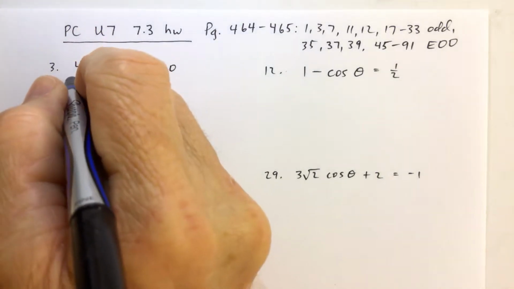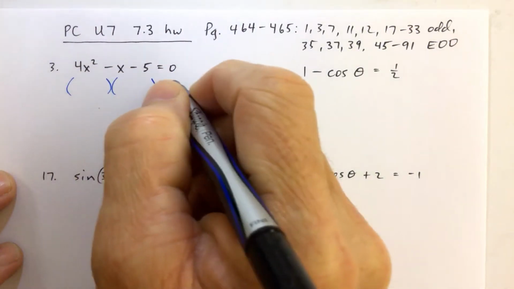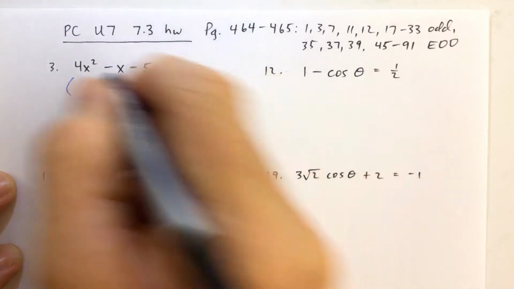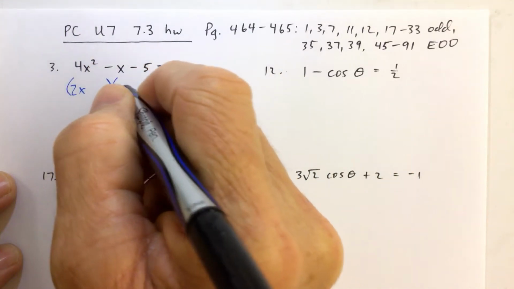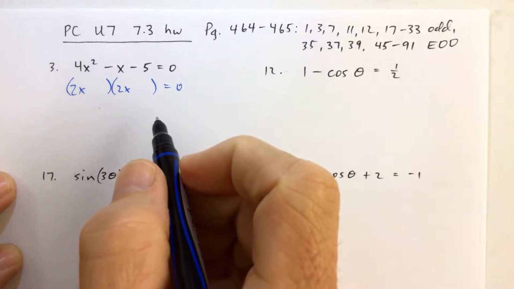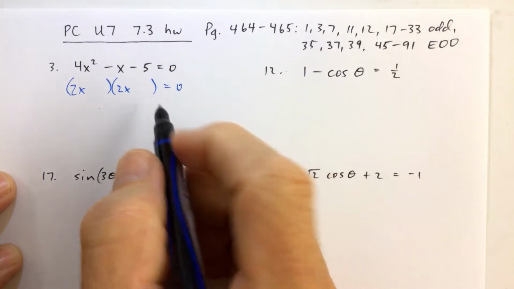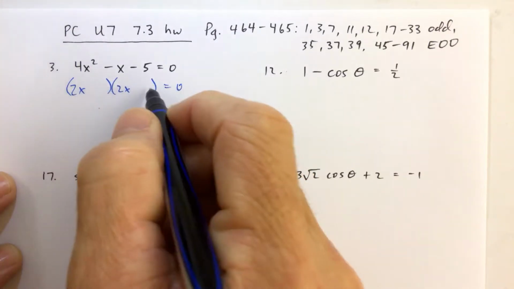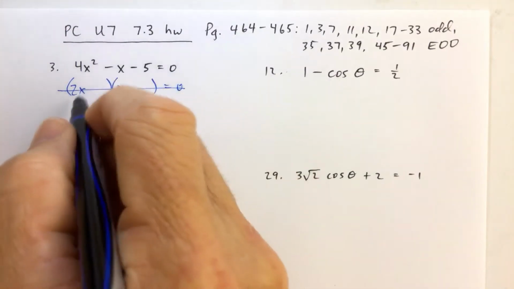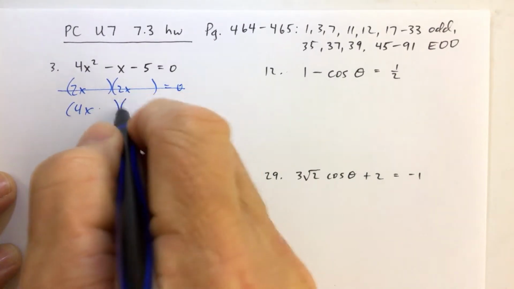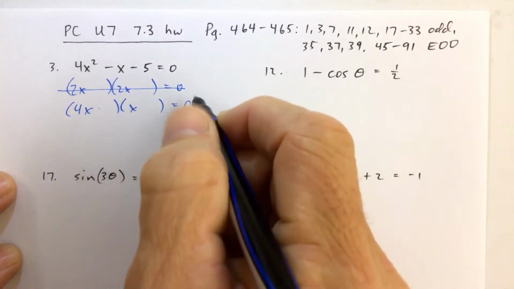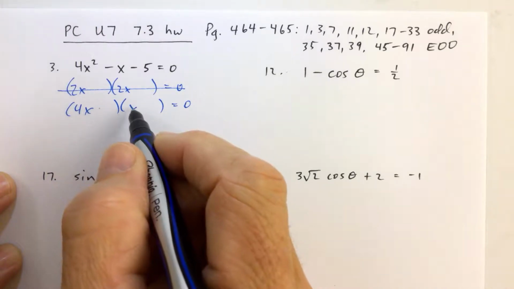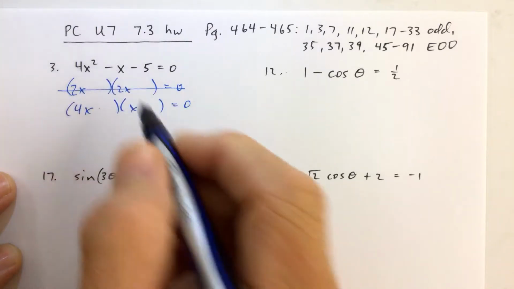For problem number 3, we hope that the left side factors. Most likely the factors for the first term would be 2x and 2x, but it doesn't look like that's actually going to work. If I put a 5 here and a 1 there, then we're going to have 10 and 2, so that's not going to work. So the next and only other option would be for the first to be 4x and the other first to be an x. 4x times x, 4x squared.